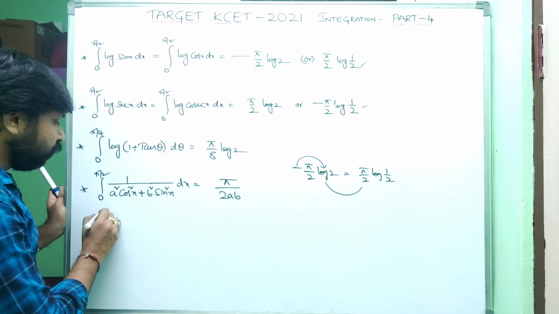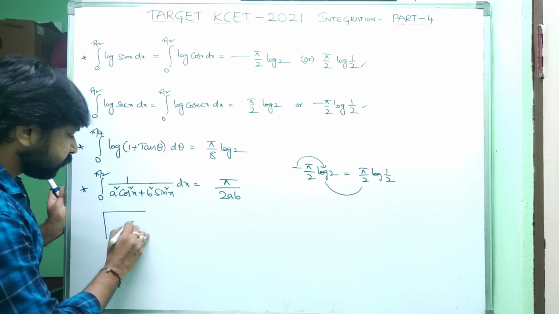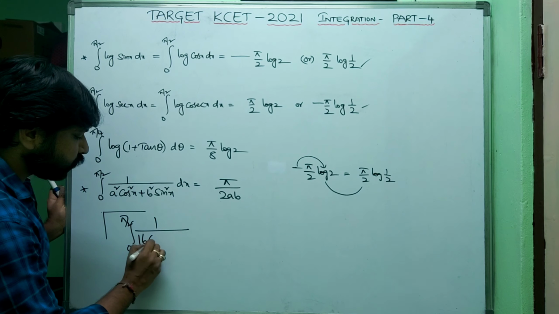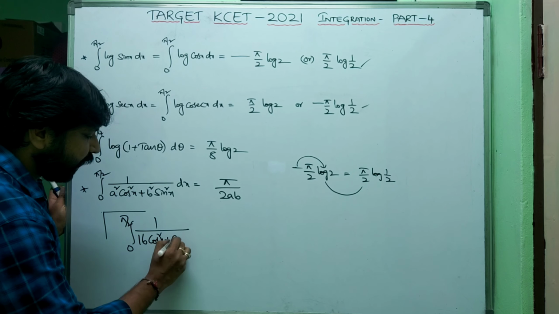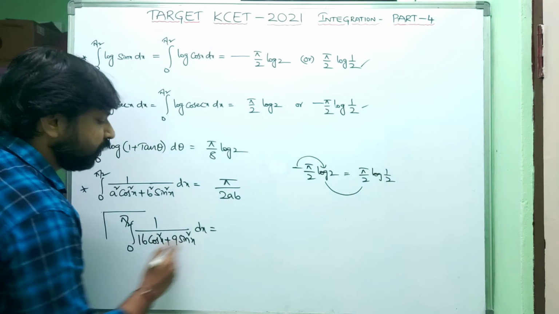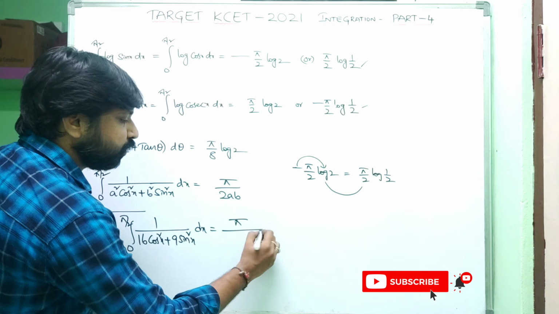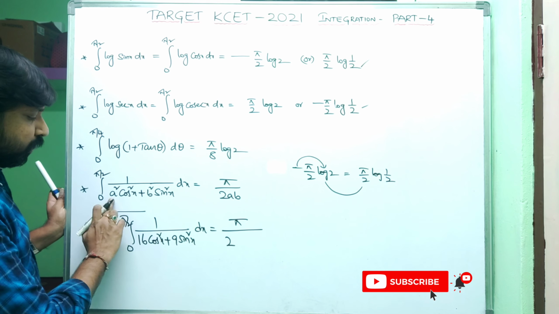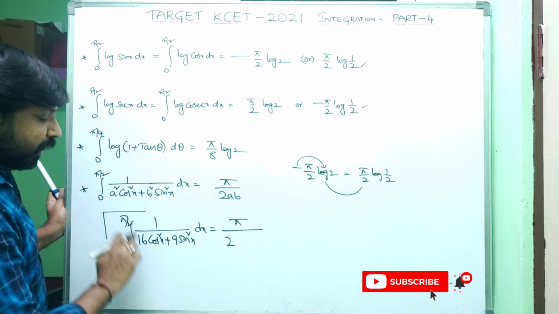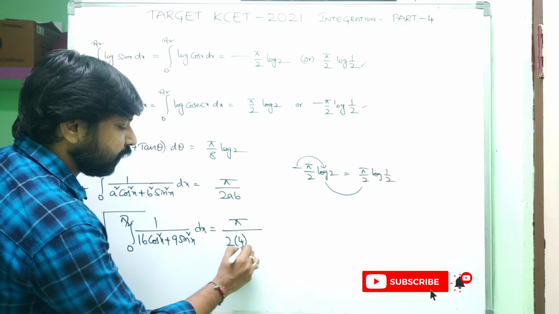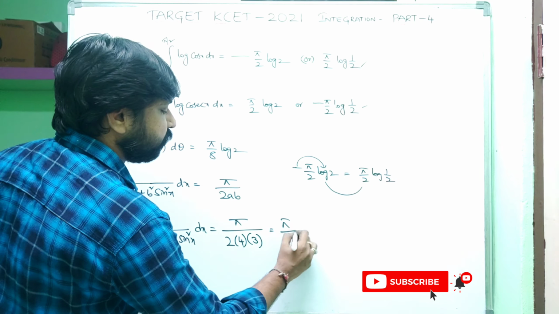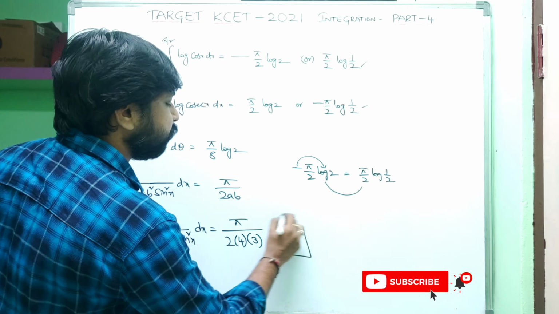That's it. So now, for example, the question they are going to ask: the integral from 0 to pi by 2 of 1 by (16 cos square x plus 9 sin square x) dx is given. It is very easy to attempt this kind of question whenever you know the shortcut formula. Pi by 2 into a b, where a square is 16, and hence a is 4, and b is 3. This equals pi by 24. Pi by 24 is your answer.